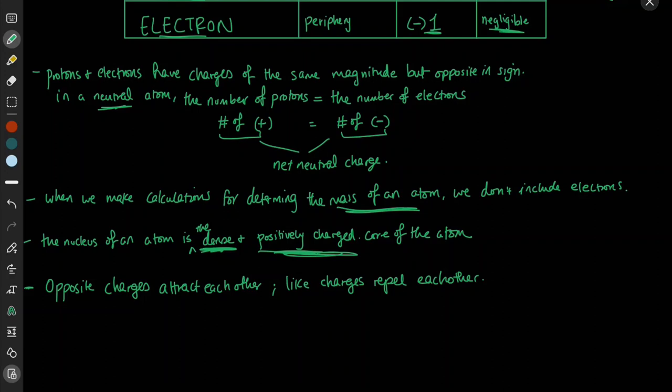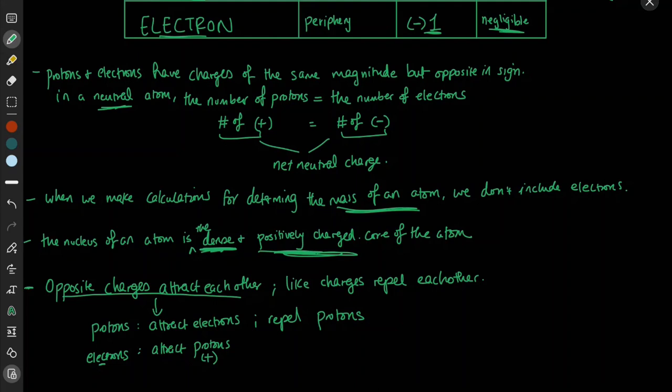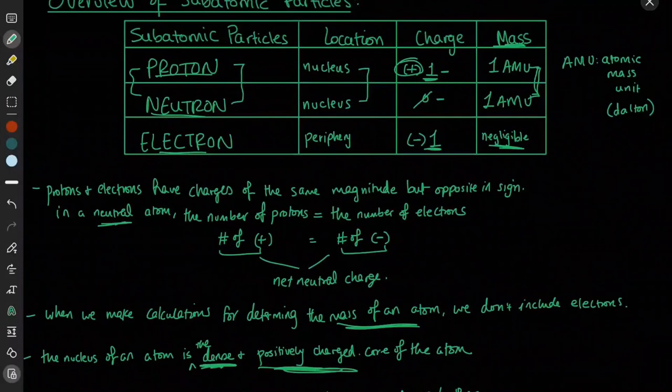So the corollary to that is the fact that protons attract electrons, right? Because protons are positively charged, electrons are negatively charged, so the opposites are going to attract each other. And then they're going to repel protons. Again, because positive is going to repel positive, because like charges repel each other. And when it comes to electrons, electrons are going to attract protons, right? Because a negative charge is going to attract a positive charge, because opposite charges attract each other. And these electrons are going to repel other electrons. Okay? So that's pretty much an overview.